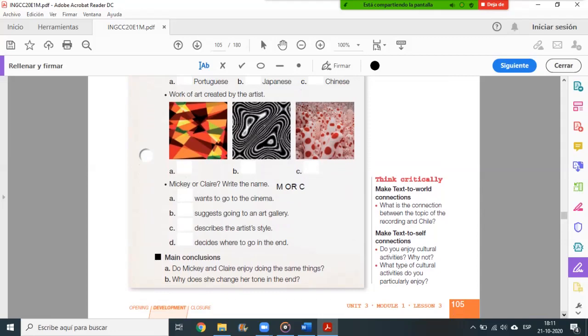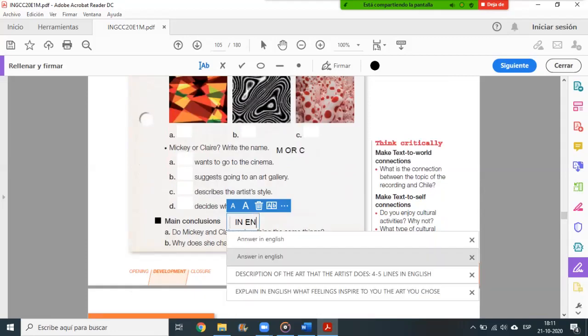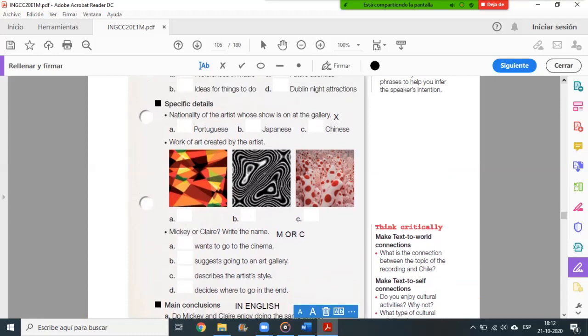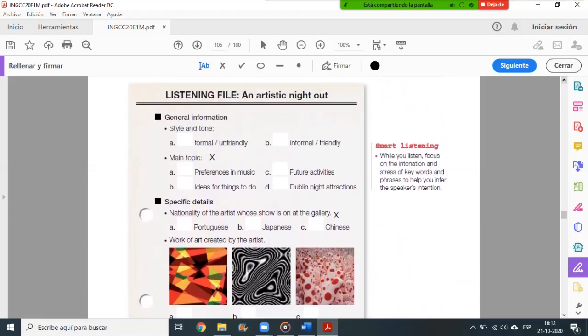And make conclusions. Here you will have to answer in English, please. Responder en inglés. Answer in English. Do Mickey and Claire enjoy doing the same things? Mickey and Claire, ¿disfrutan haciendo las mismas cosas? Luego, it says, now, letter B, why does she change her tone in the end? ¿Por qué ella cambia el tono al final? A medida vamos escuchando, nos vamos a ir dando cuenta, ¿cierto? ¿Qué es lo que tenemos que escribir en cada una de las respuestas? ¿Ya? Ok. Here we are.